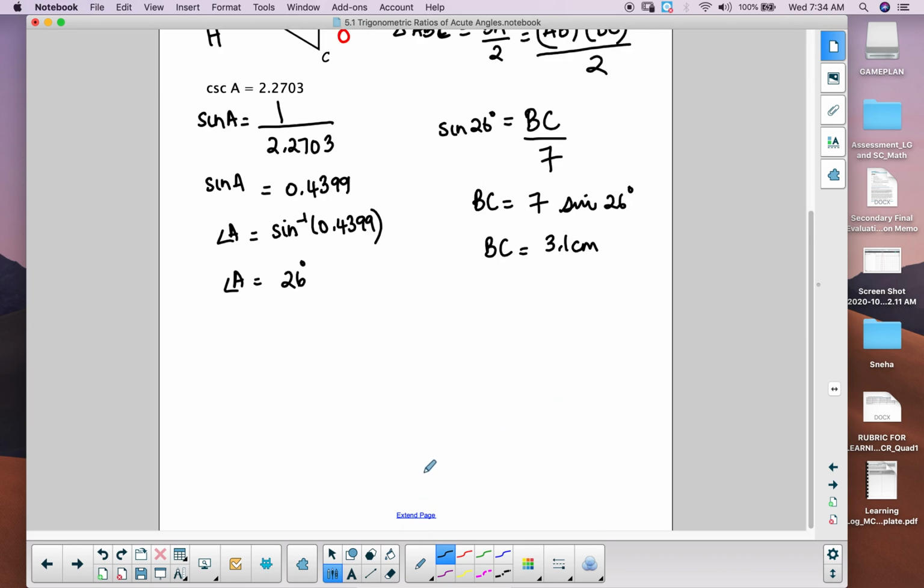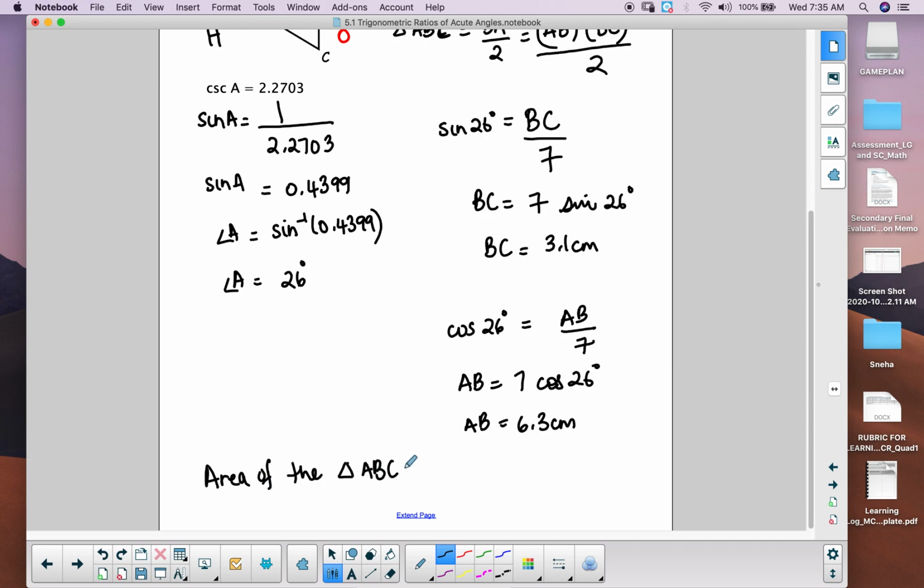And then I'm going to use another trig ratio to find the length AB. So cosine of 26 is equal to adjacent side AB over hypotenuse, which is 7. And so AB equals 7 times cosine of 26 degrees, and AB equals 6.3 centimeters. So since I have AB and BC, I can now find the area of the triangle.